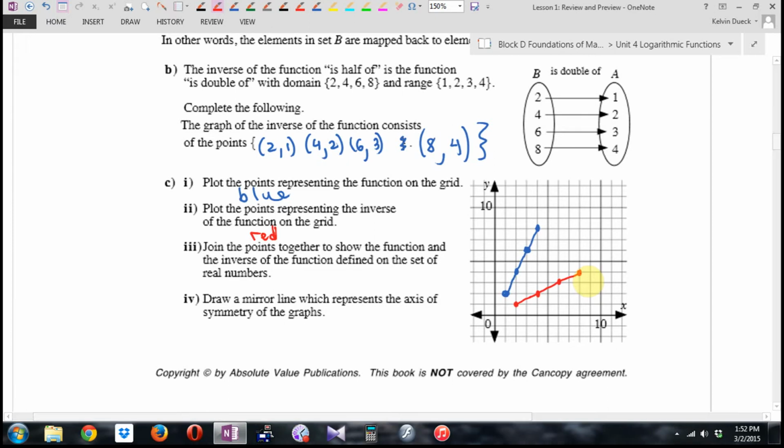Okay? It says this, the fourth part, Brianna says, draw a mirror line which represents the axis of symmetry of the graphs. Say what? Draw a line that goes through (0, 0), you know what, I'm going to do it in green. (1, 1), (2, 2), (3, 3), (4, 4), (5, 5), (6, 6), (7, 7), (8, 8), (9, 9), (-1, -1), (-2, -2). If you do a dotted line like this, and you tilt your head like Rachel already is, 45 degrees.